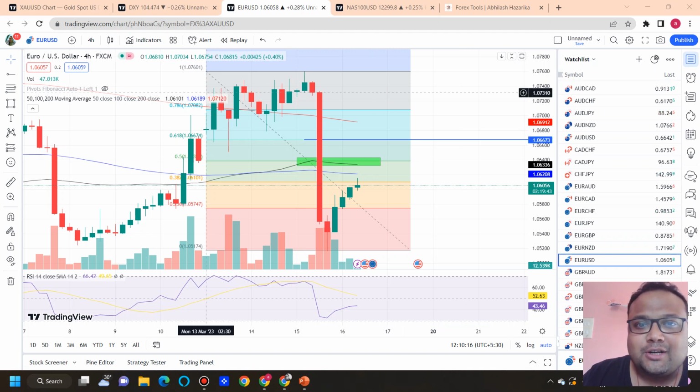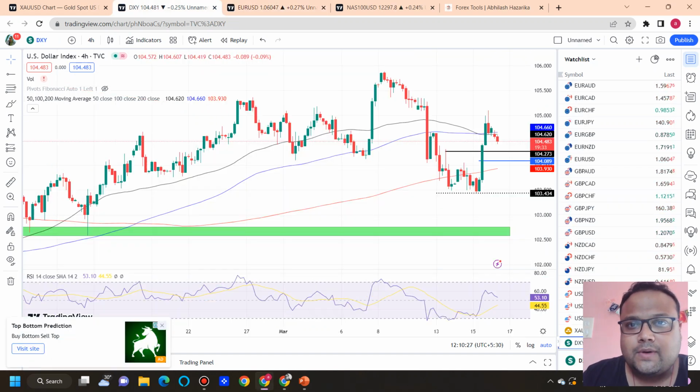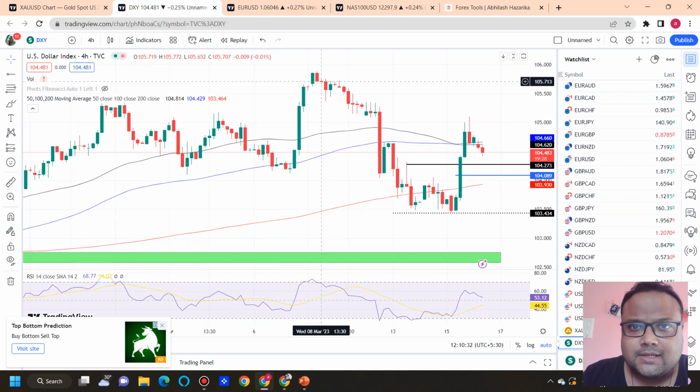My dear friends, what a move we got on the chart of Euro USD. Just look at the size of the candle. There was a massive fall on the chart of Euro USD. And if you look at the chart of DXY, then DXY also showed extreme recovery yesterday.